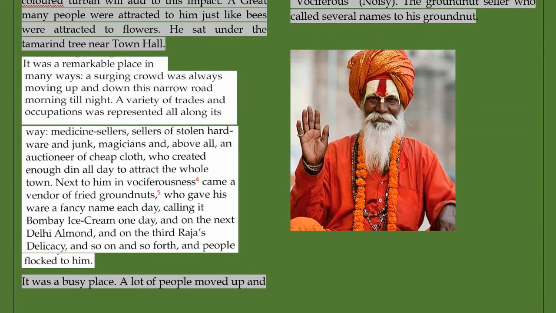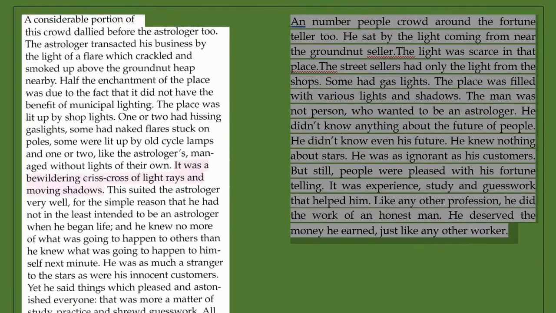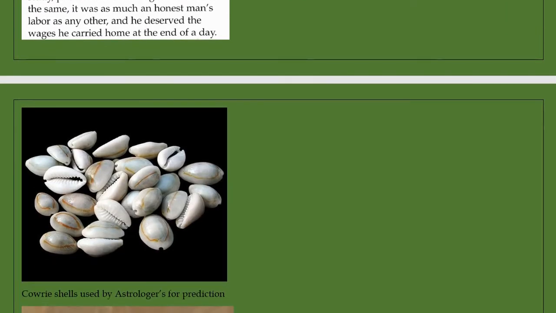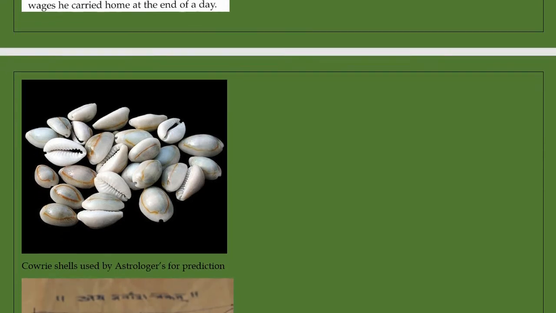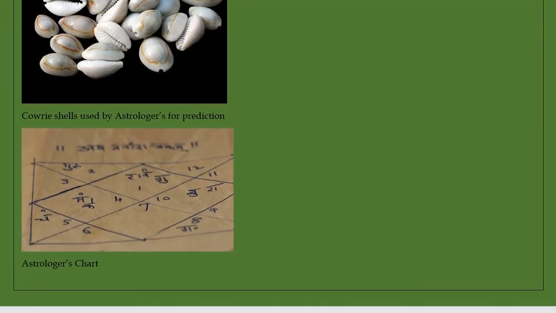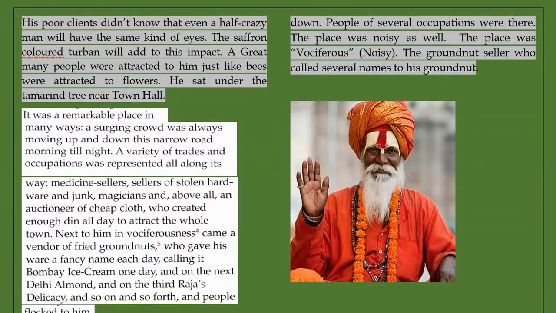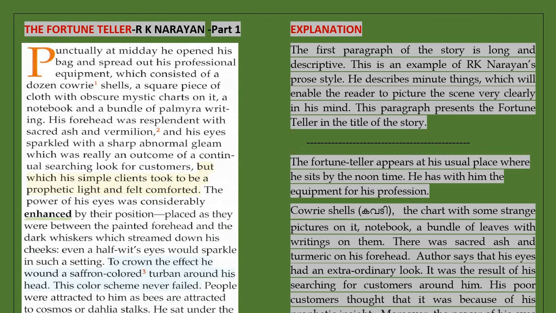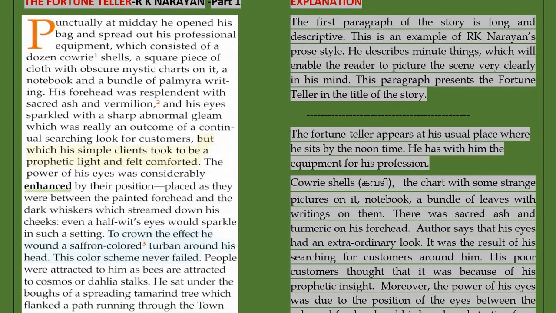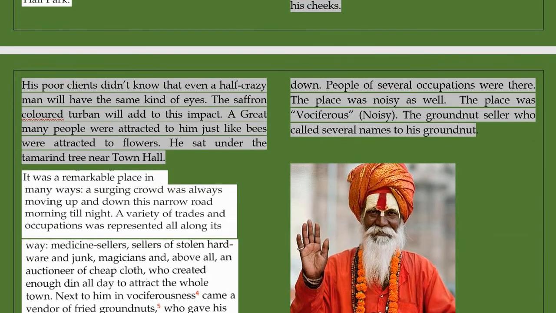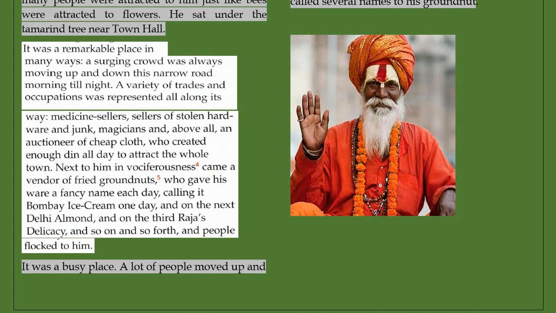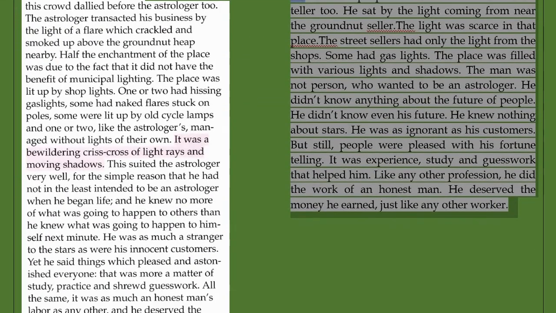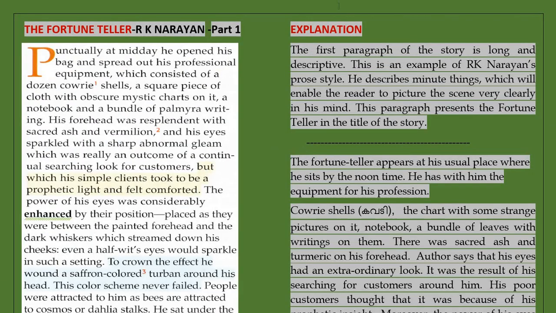So I have shown you the image of a fortune teller. This is cowrie shells used by astrologers for prediction. You might have seen it. Then astrologer's chart. So these are the details that you should know from the first paragraph. You read the original text closely to grasp the English style of R.K. Narayan. So we are stopping here for a while. Thank you.